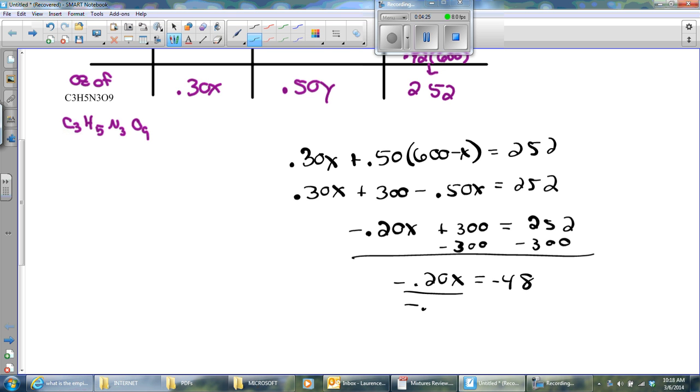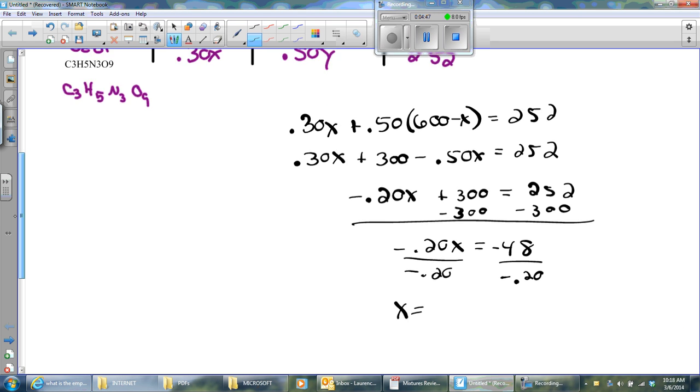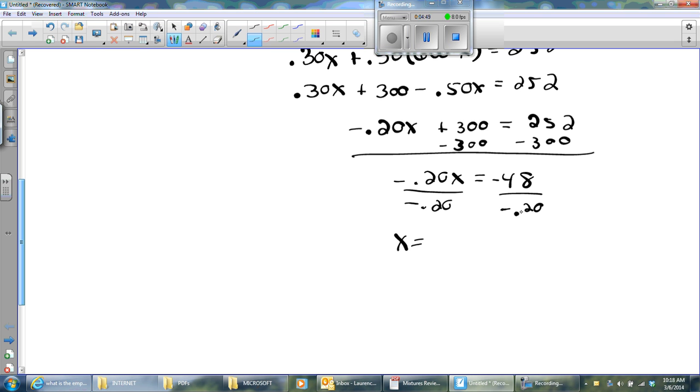Okay, so I'll divide by negative 0.20, negative 20 hundredths, or 2/10, all the same number. And so x is going to equal a positive number. So I am going to multiply, let me see here, it's going to be a 0, carry the 4, 240. 240 ounces of the 30% nitroglycerin.